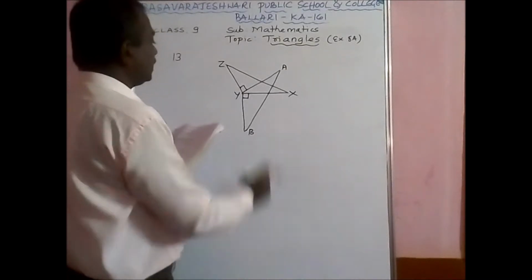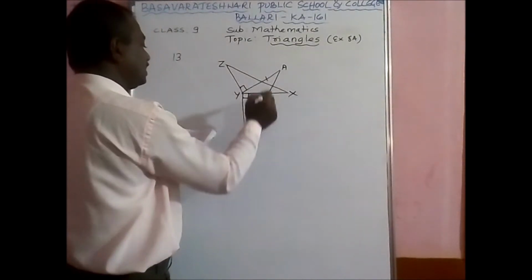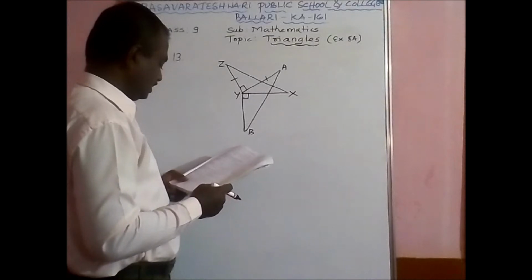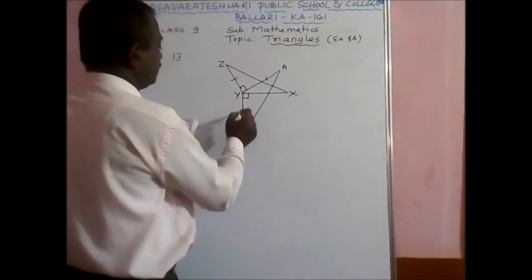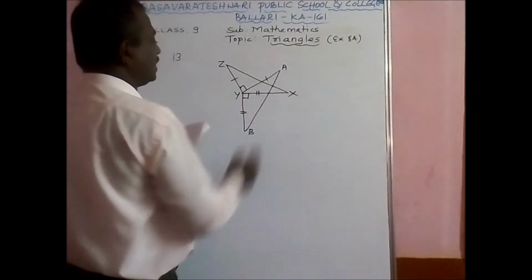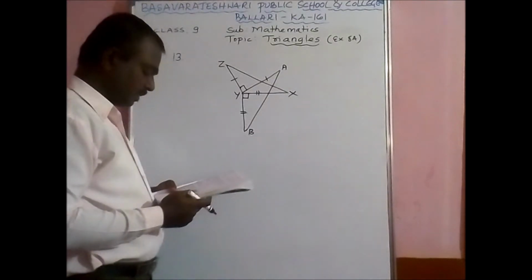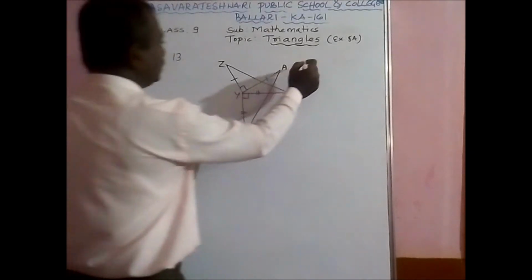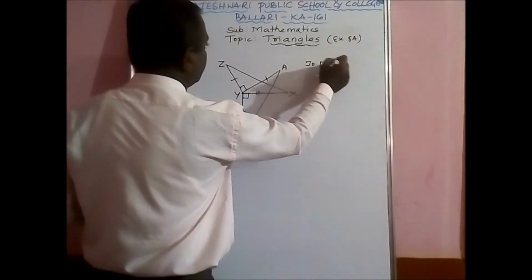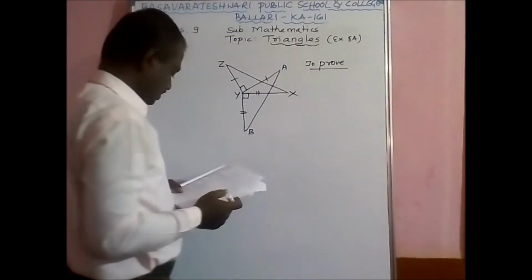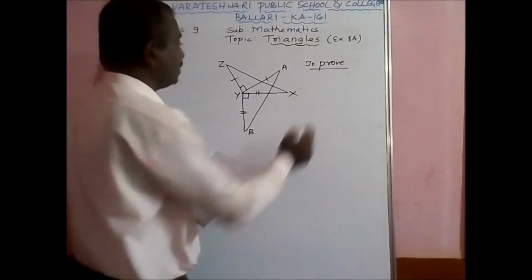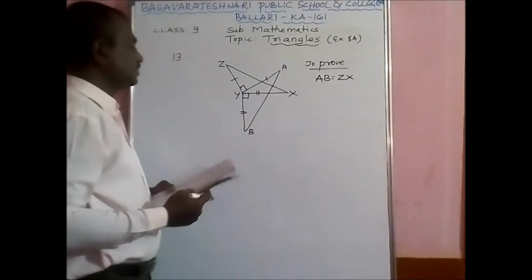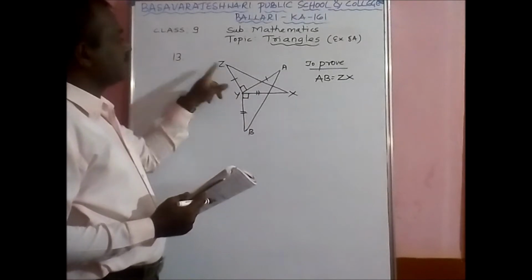AY is equal to ZY. AY and ZY are equal. These two sides are equal, they are saying. And BY is equal to XY. BY and XY are equal. So what do you have to prove? To prove, you write here. You have to prove that AB is equal to ZX. So AB and ZX are equal.